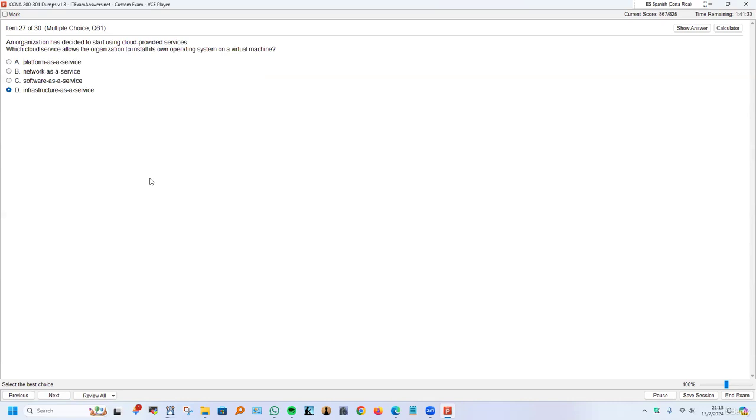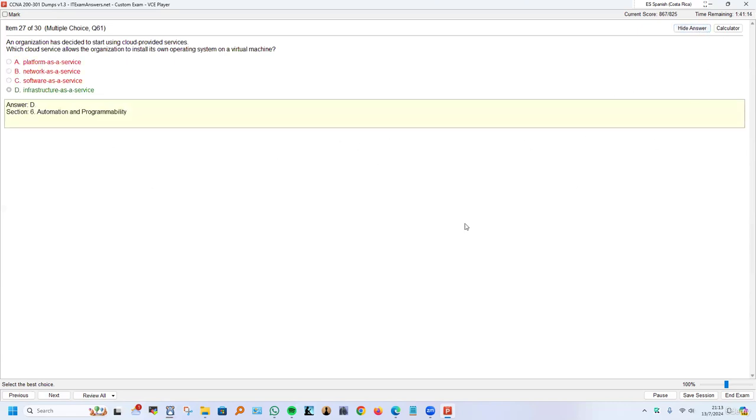An organization has decided to start using cloud provided services. Which cloud service allows that organization to install its own operating system on a virtual machine? Infrastructure as a service.